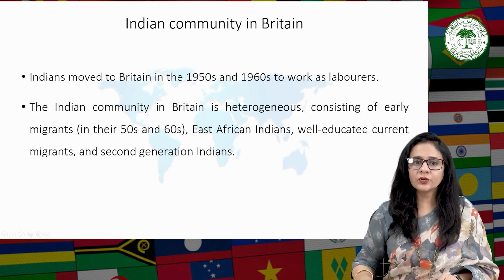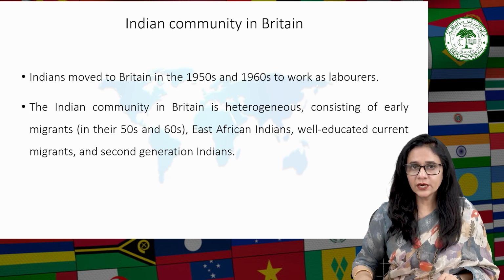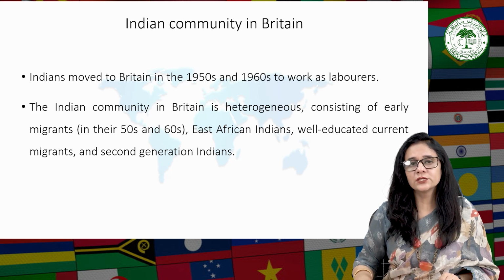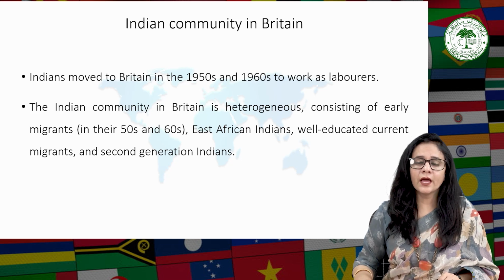Indians moved to Britain in the 1950s and 1960s to work as laborers. The Indian community in Britain is heterogeneous, consisting of early migrants, those who are in their 50s and 60s, East African Indians, well educated current migrants, and second generation Indians.